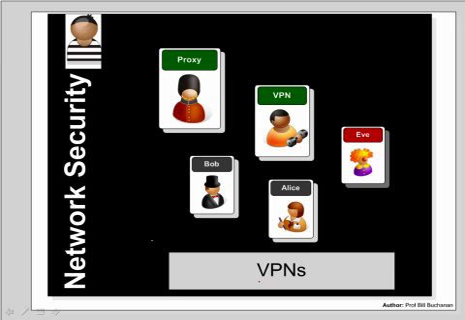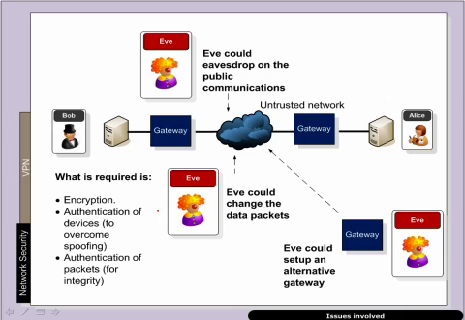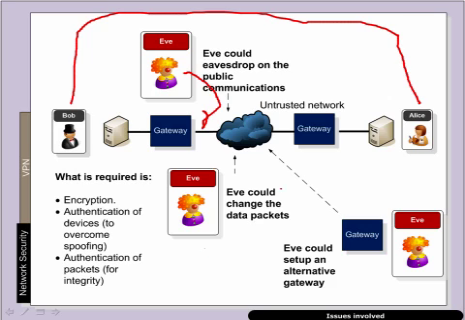Another key area in security is the usage of VPNs, and these are becoming even more important as we move towards remote working and mobile connections. With VPNs, what we might have is that Alice and Bob might be communicating, and the problems are that Eve could eavesdrop on a public network, and also Eve could change the data packets as they traversed over the untrusted part.